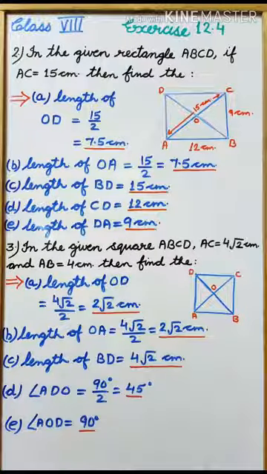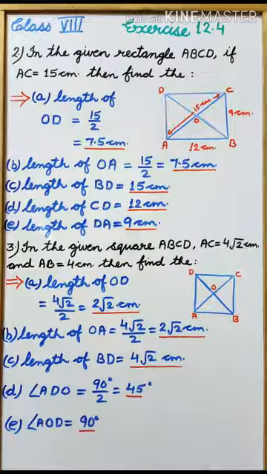(d) is length of CD. Length of CD is 12 centimeter because it is opposite of side AB and in a rectangle opposite sides are equal. (e) is length of DA. Length of DA is 9 centimeter as it is opposite of side BC.